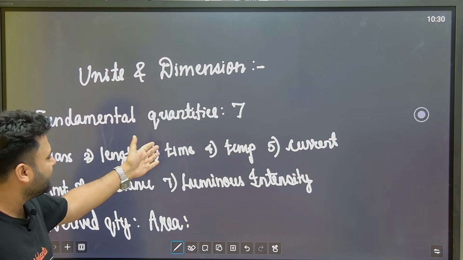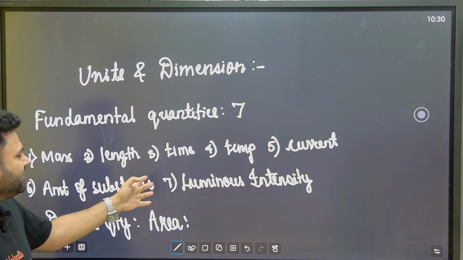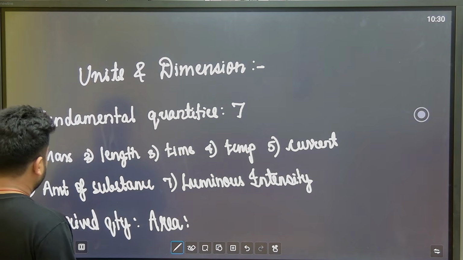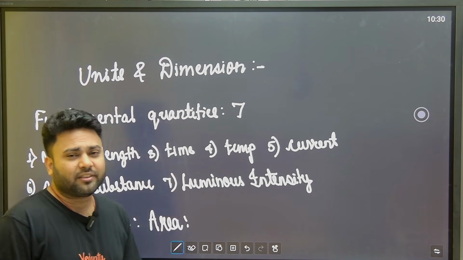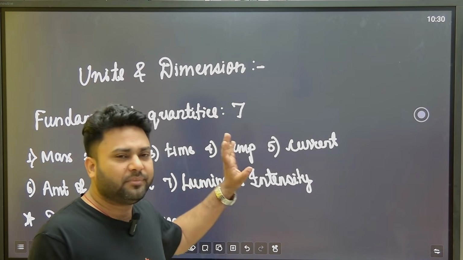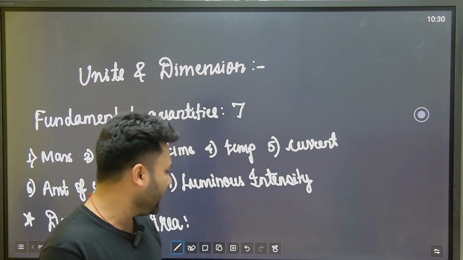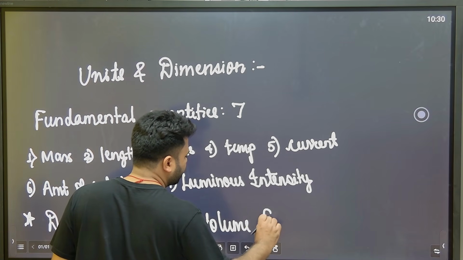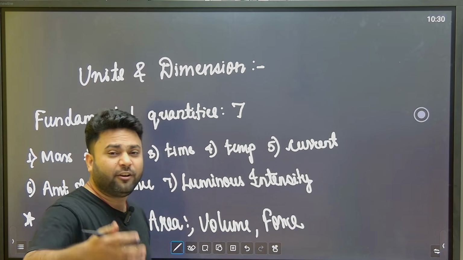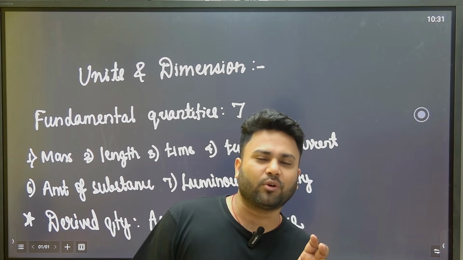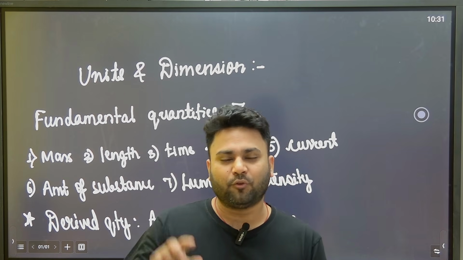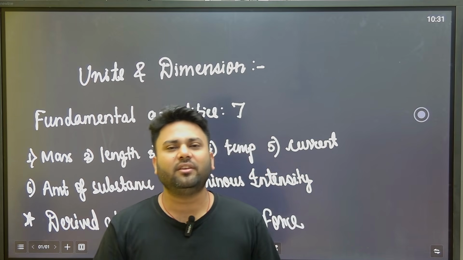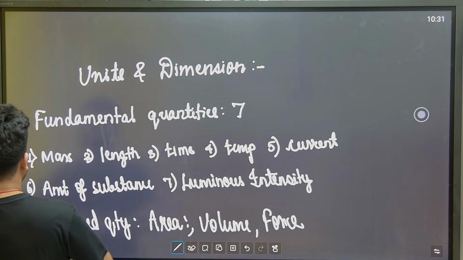See, mass, length, time, temperature, current, amount of substance, luminous intensity, these 7 are the fundamental quantities. If they ask what are the derived quantities, any quantity apart from these 7 will fall under derived quantity, like area, then volume, force. Force is mass into acceleration. If you are finding the formula for force, it depends upon mass, which is a fundamental quantity. So derived quantities are based on fundamental quantities. We should remember this.